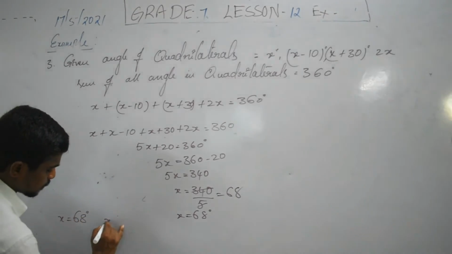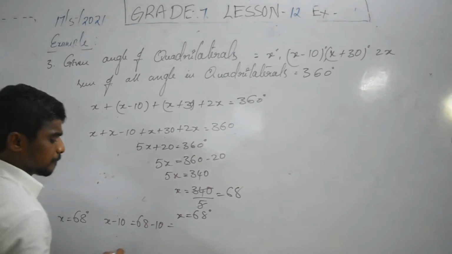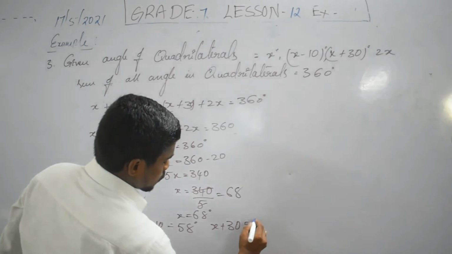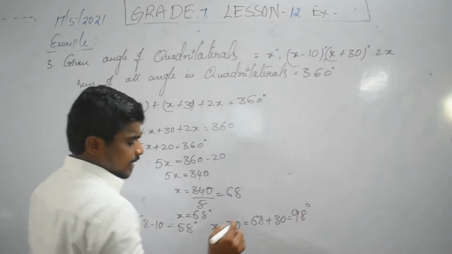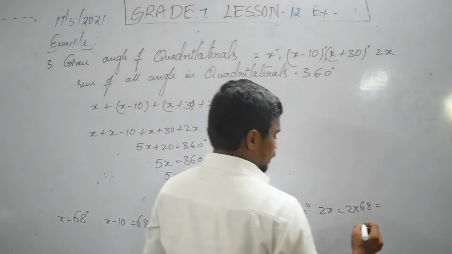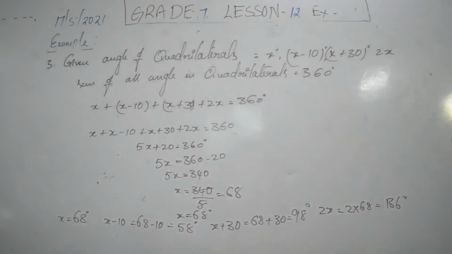x equal to 68. x minus 10, 68 minus 10, how much? 58. x plus 30, so 68 plus 30 is 98. Next 2x, 2 into 68 is 136 degrees. Now one angle is 136, one angle is 98, one angle is 58, one angle is 68. So we found the four angles.